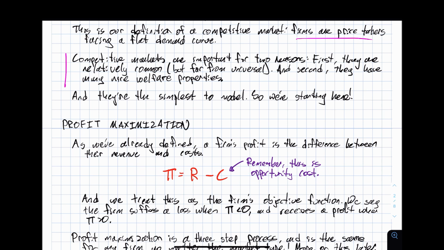The other nice thing about them is that they have nice welfare properties. So we'll talk about this later. But they tend to maximize welfare when we have no externalities. And lastly, it's not one of the main reasons thinking about perfectly competitive markets is important, but they're also very simple to model. So that's typically why we start here.